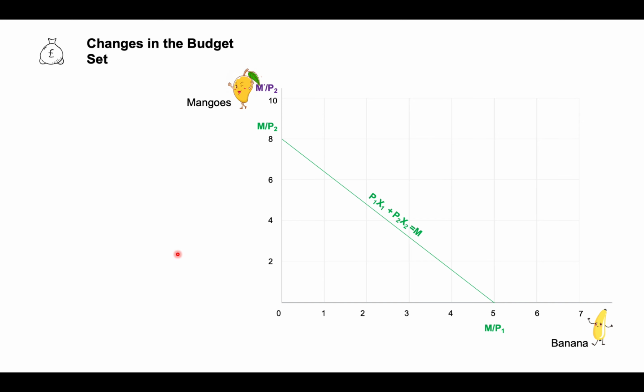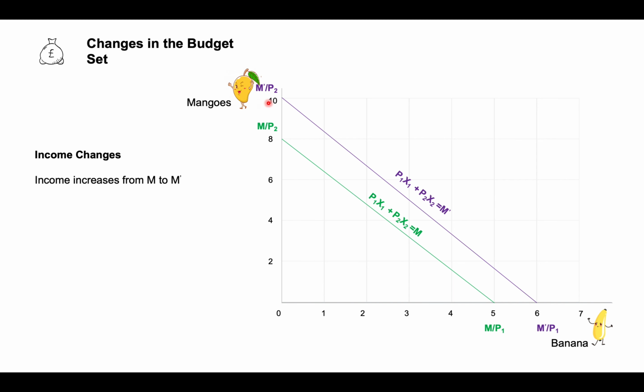So you have the budget M. What if the budget increased, or what if the budget decreased? What will be the behavior, or the position, of this budget line? Okay, now let's say that income has increased from M to M dash. If the income increased, our purchasing power also increases, which means we can get extra bananas and extra mangoes. So the line will be like this: P1 x1 plus P2 x2 is equal to M dash, right?